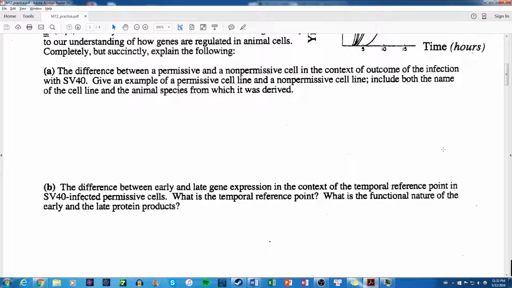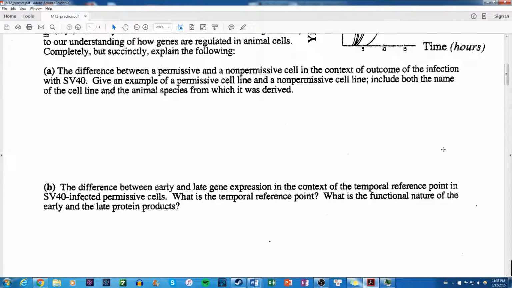And then what's the functional nature of the early and late protein products? Well, the early protein products are your T antigens, and the T antigens drive the host cell into the cell growth cycle, so that the cell can make DNA and protein products, and not just any DNA and protein products. It will actually make the virus DNA and protein products, because the virus has tricked the host cell into growing the virus versions of that. The late protein products are just capsid proteins.